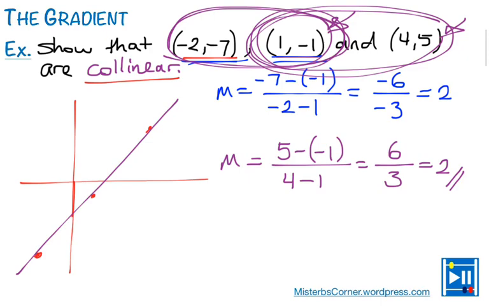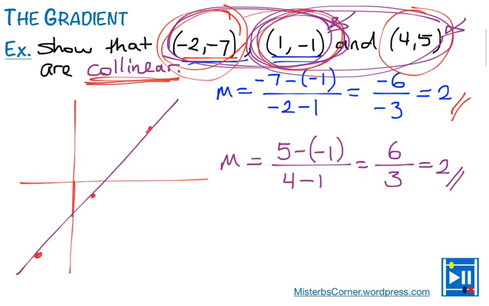You could have picked the first one and the last one, and the first one and the middle one, and then you would still end up with the same gradient, right? As long as you end up with the same gradients in these 2 calculations, it shows that these points are collinear. Hence, choosing any 2 points out of 3 and calculating the gradient, and doing it twice to show that the gradients are the same, is enough to show that these 3 points are collinear.